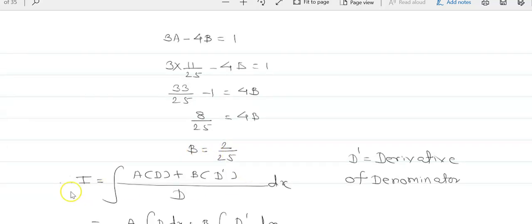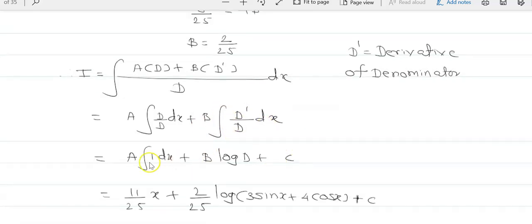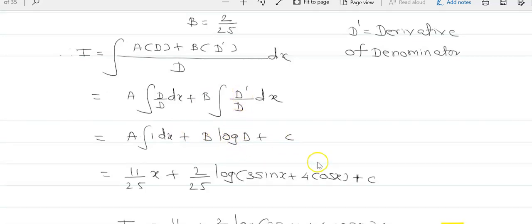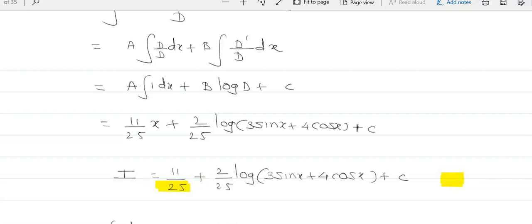Therefore, our form is I is equal to integral. This is the numerator and this is the denominator. Separate it. Then a integral d upon d dx plus b integral d dash upon d dx. Therefore, integral of 1 dx plus b times this d dash upon d, which is the log of d plus c. That is, the value of a is 11 upon 25, so 11 upon 25 x plus 2 upon 25 log of 3 sin x plus 4 cos x plus c, and this is the answer.